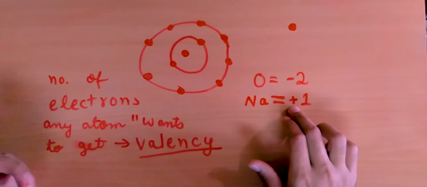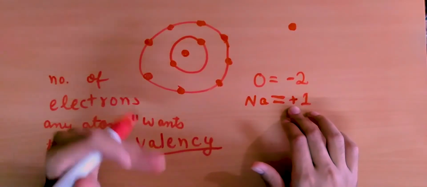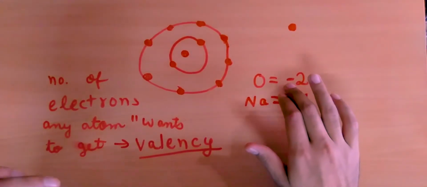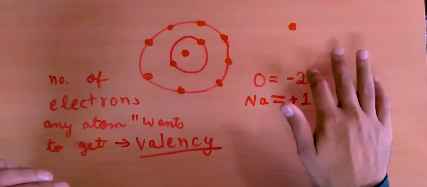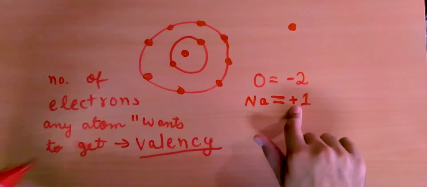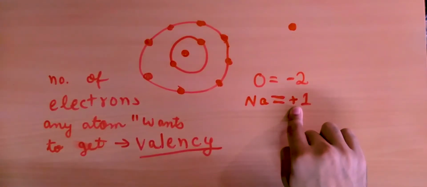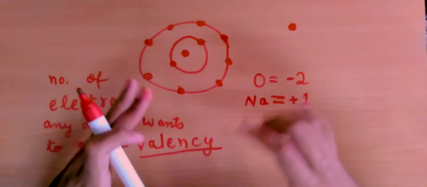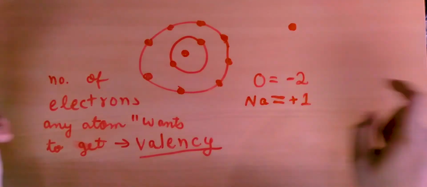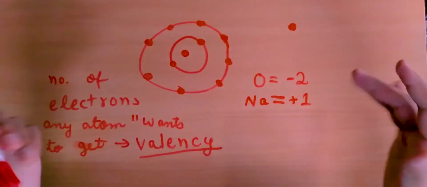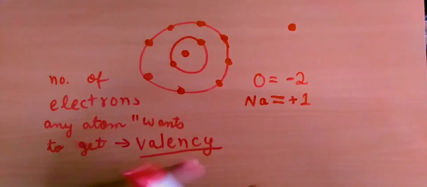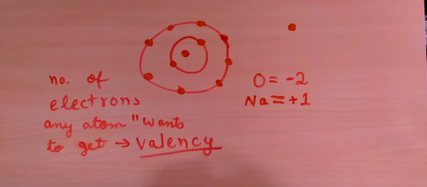And that plus sign just tells us that it has to give that electron in order to achieve that stable configuration. Here the minus suggests that oxygen has to take those 2 electrons in order to achieve the stable configuration, whereas sodium has to give that 1 electron in order to achieve that stable state. So the signs don't really mean anything. This just suggests that the atom has to either give or take electrons, and the number simply tells the number of electrons that it has to take or give to achieve this stable state, stable configuration. So that's all there is to valency.